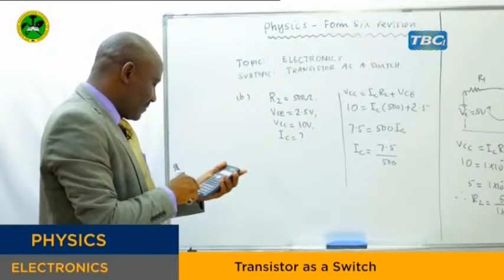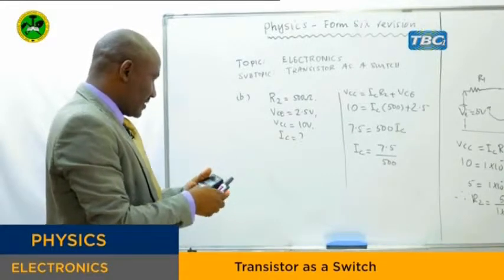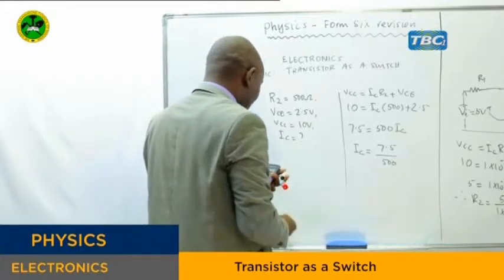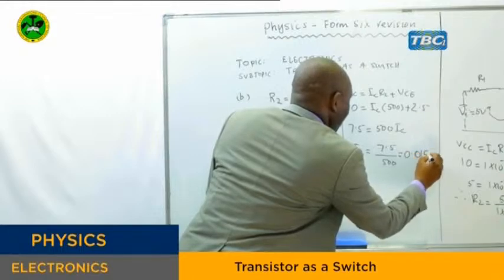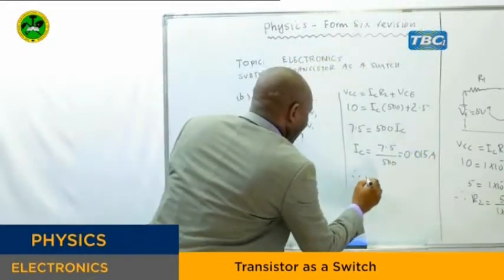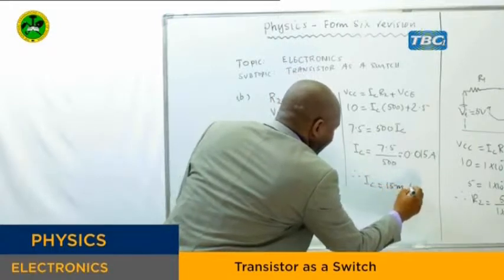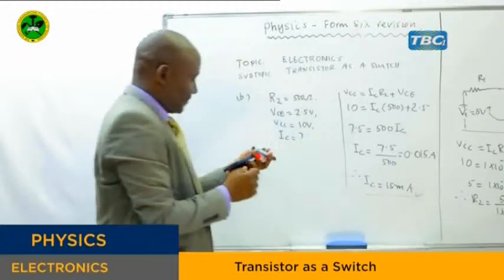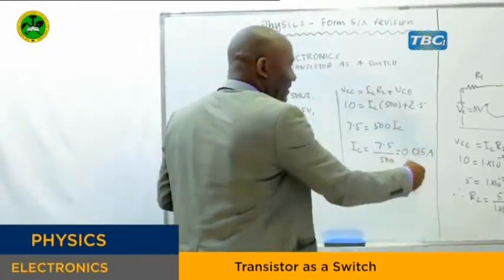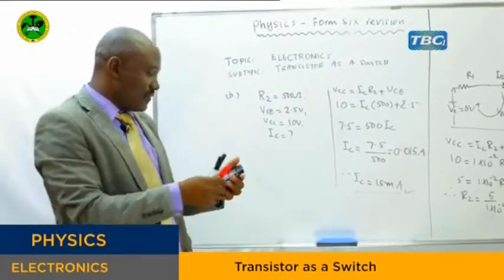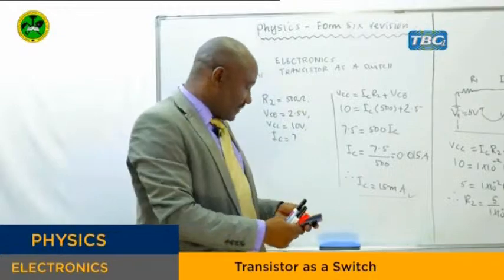7.5 divided by 500 gives us 0.015 ampere. So that value is almost 15 milliampere. You see, 15 times 10 negative 3, that's milliampere. So that's how you can find the value of IC. That's what we did in the first part of this topic.